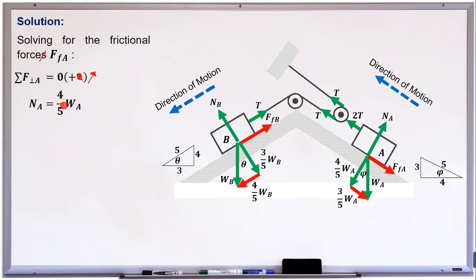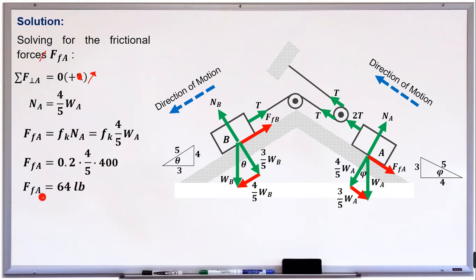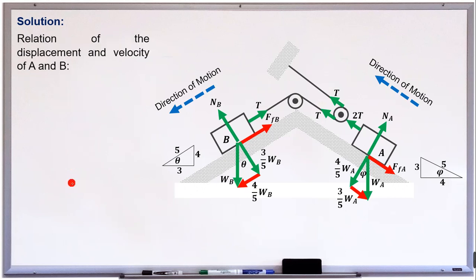So we have NA equals 4/5 WA. Next, the frictional force at A is equal to the product of the coefficient of kinetic friction and the normal force at A. So we have this expression. Next is substituting the values. So we have 0.2 for the coefficient of friction times 4/5 times 400. The weight of block A is 400. After that, if you input this in your calculator, you will arrive at a value for the frictional force equal to 64 pounds.